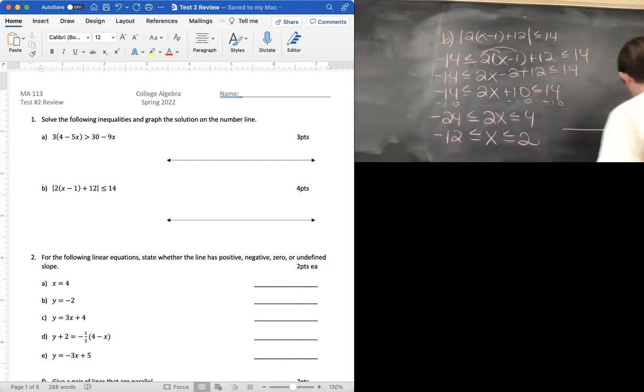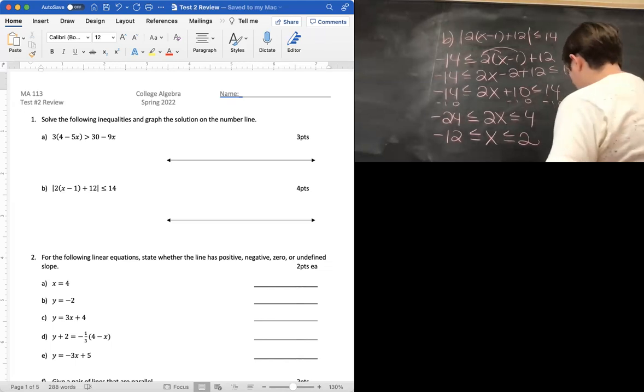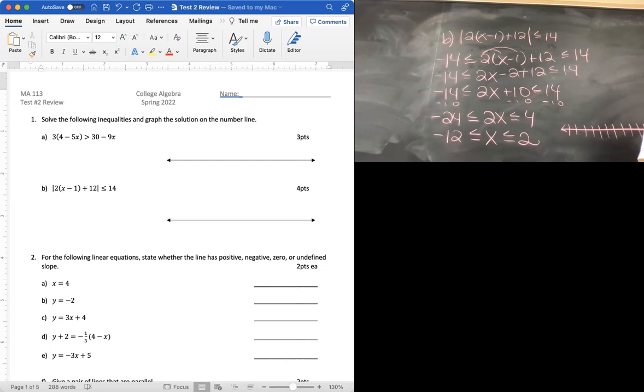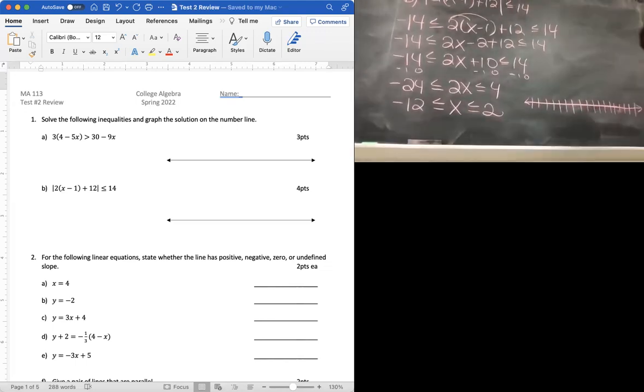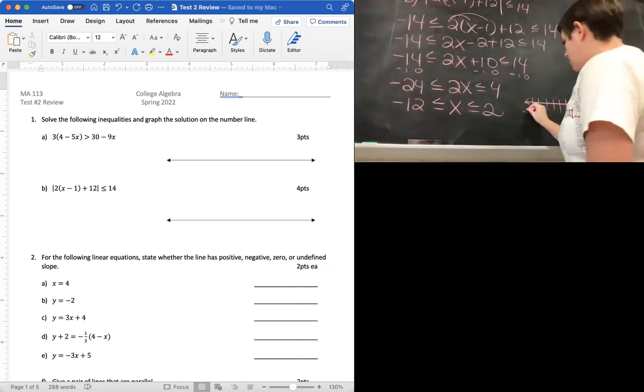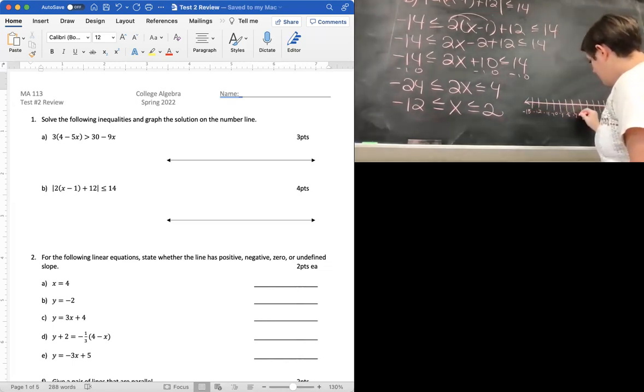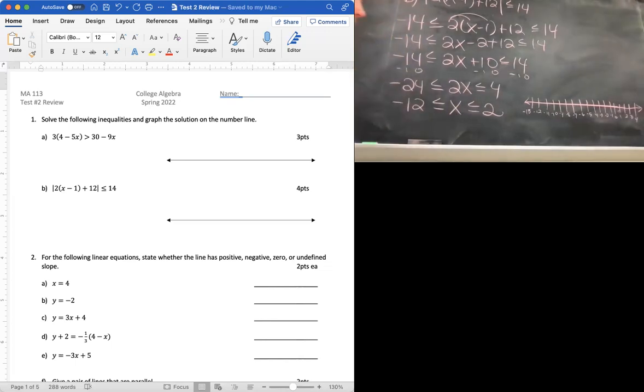So I'm going to come over here to my number line. I'm going to have negative 13, 12, 11, 10, 9, 8, 7, 6, 5, 4, 3, 2, 1, 0, 1, 2, 3. I always go a little bit beyond on each of my numbers, up to 4. That way I can have a good representation of what's going on my number line.